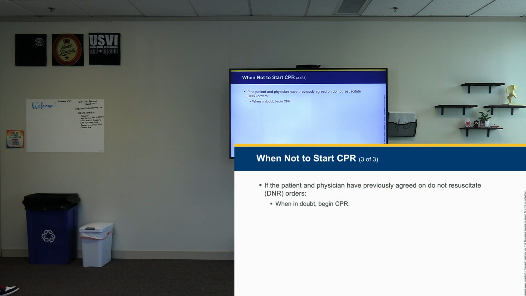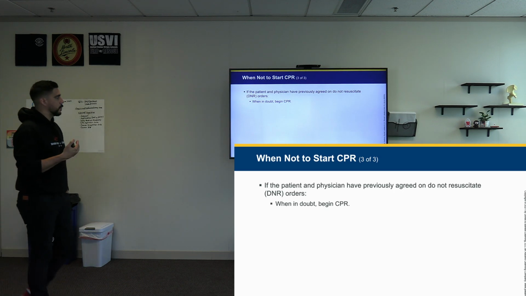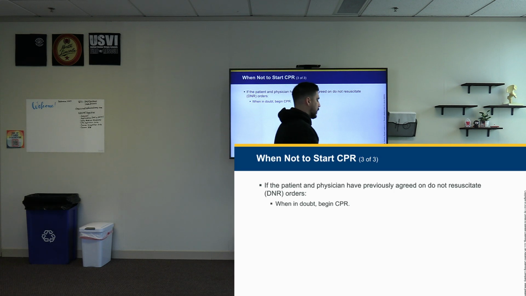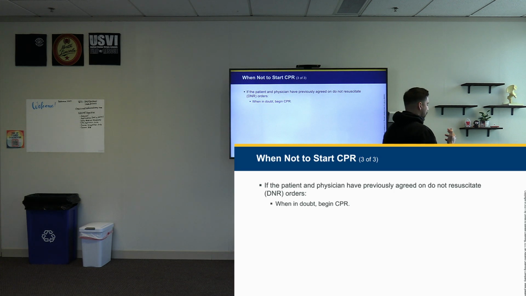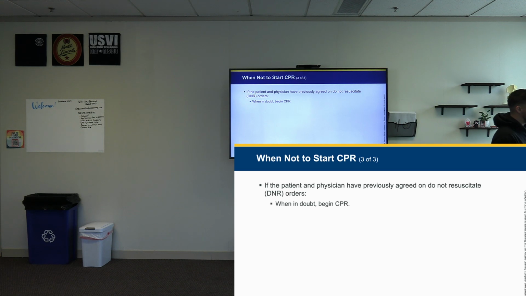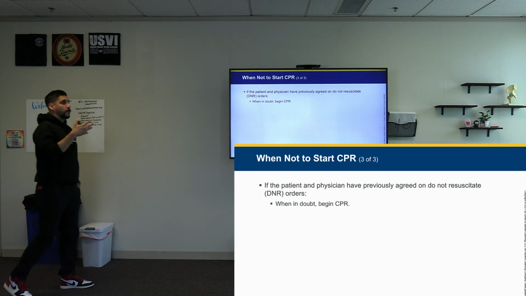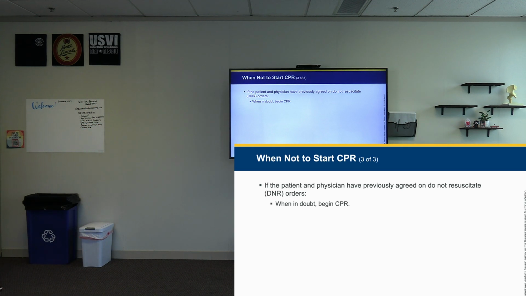Now, another time we will not start CPR is if the patient and physician have previously agreed on a DNR order, a do not resuscitate. Okay, now when in doubt, start CPR. So there's a couple of kind of intricacies to this. I've talked to different providers and they have different practices. So say we show up, grandpa's down on the floor, grandma says, hey, he's got a DNR, do not resuscitate order. Grandpa is in cardiac arrest. Well, when we ask her, can we see that form? She says, I cannot find it. We have a couple of choices to make.